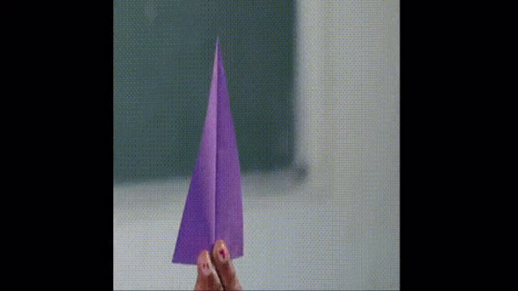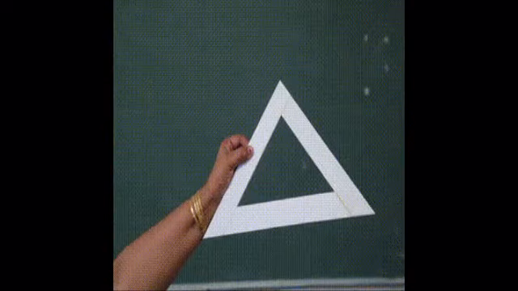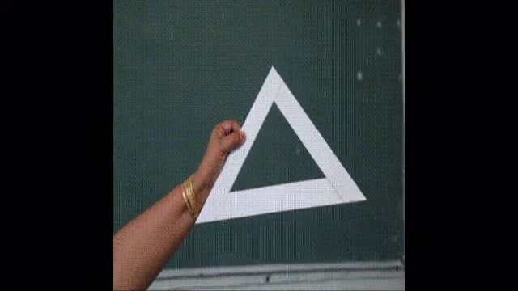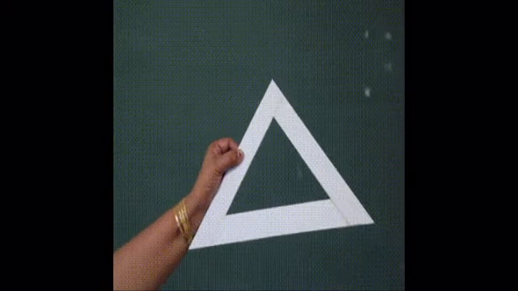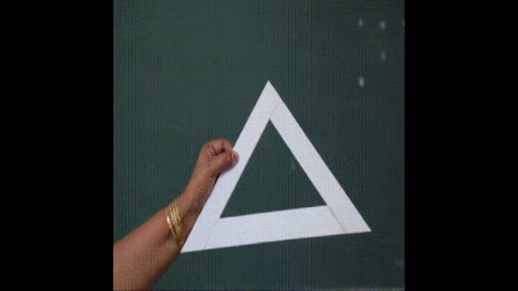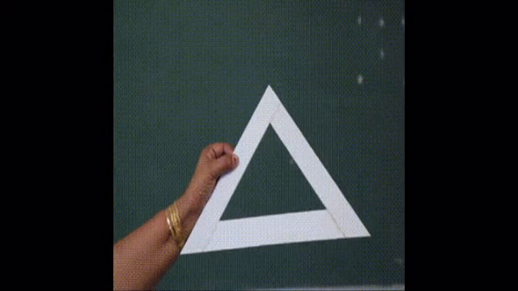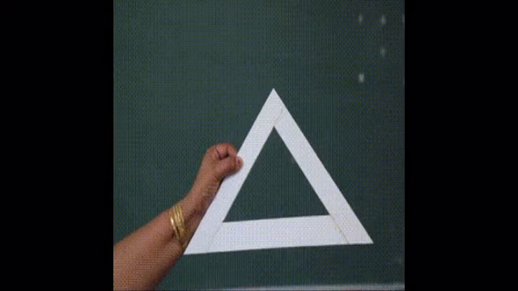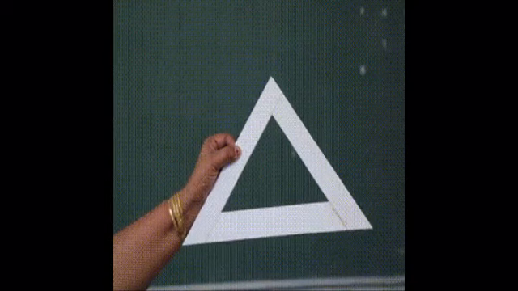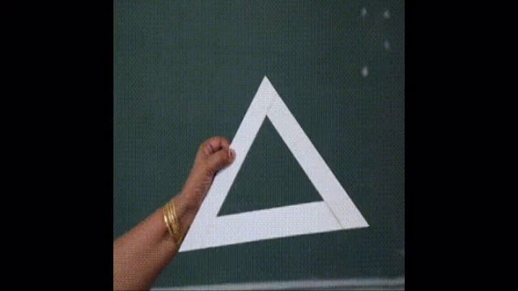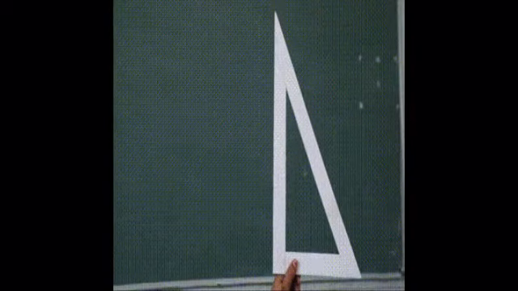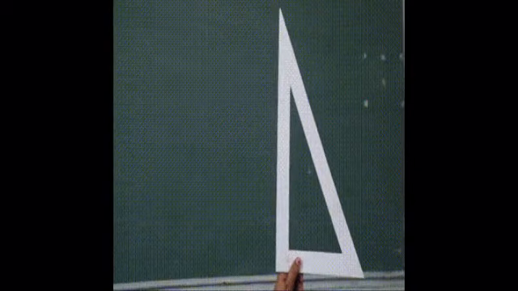Similarly, according to angles, we can name the triangles. If all 3 angles of a triangle are acute, it is an acute angled triangle. If you measure these 3 angles, each will be less than 90 degrees. Now, in a triangle, if one line is perpendicular, that means one angle is 90 degrees and the other 2 are acute angles, so its name is right angled triangle.